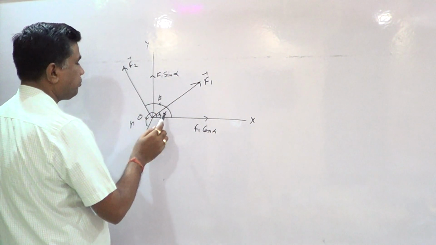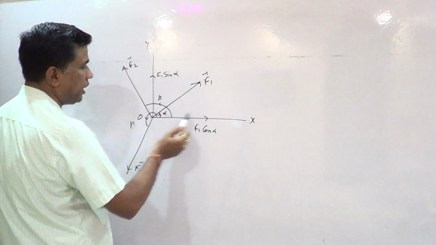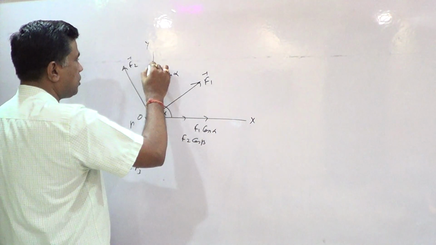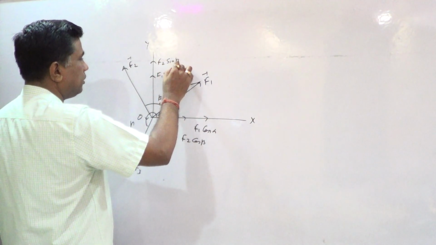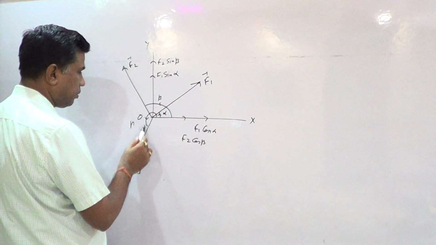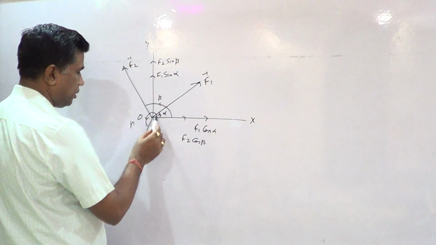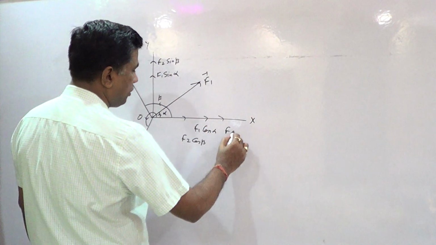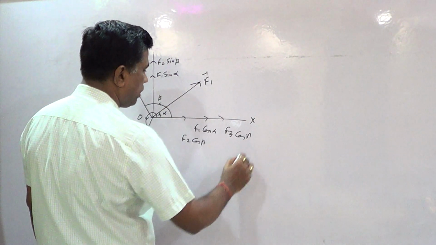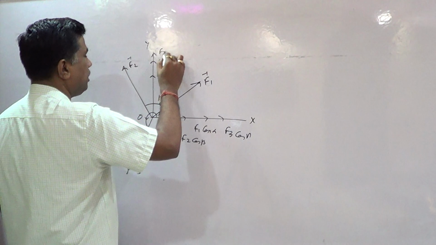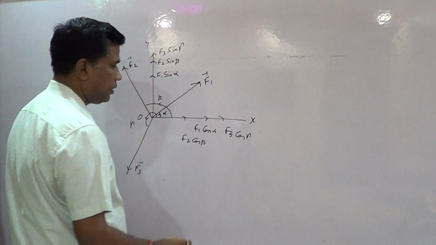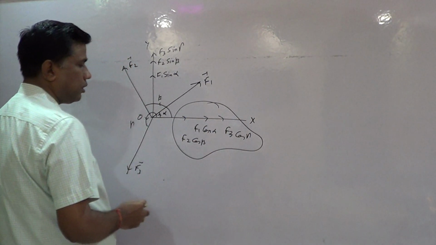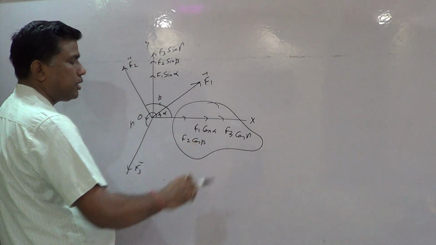Now this F2 is making angle beta with x-axis, so this F2 has component F2 cos beta and this component is F2 sin beta. In the same way, this F3 is making some angle gamma with positive direction of x-axis. This angle is gamma written here. So F3 has component F3 cos gamma along x-axis and F3 sin gamma along y-axis. Now we can add all these vectors because they are acting along the same direction.